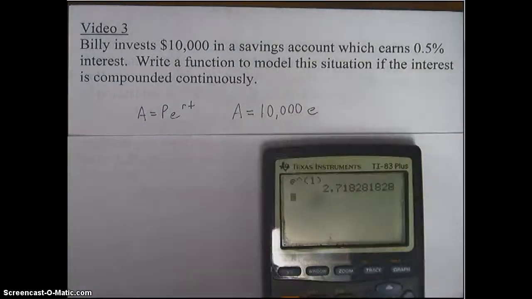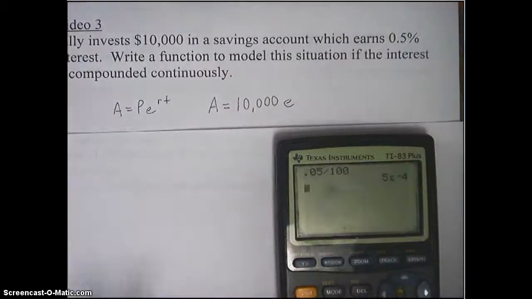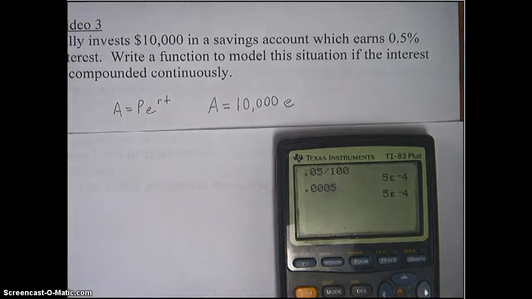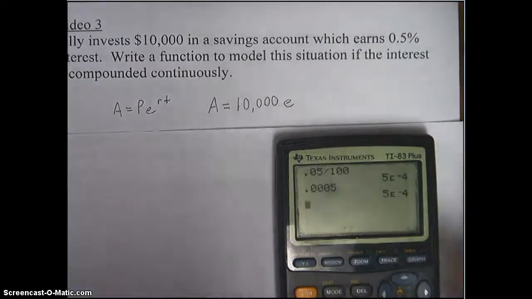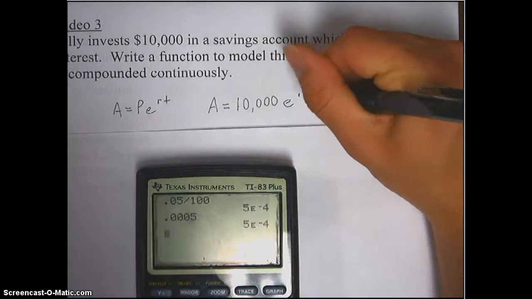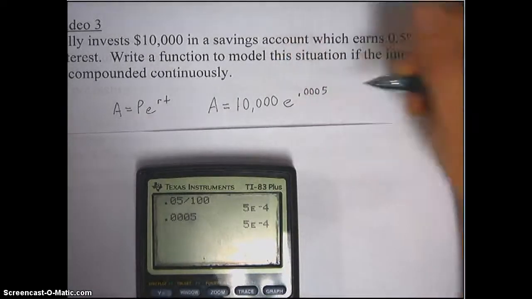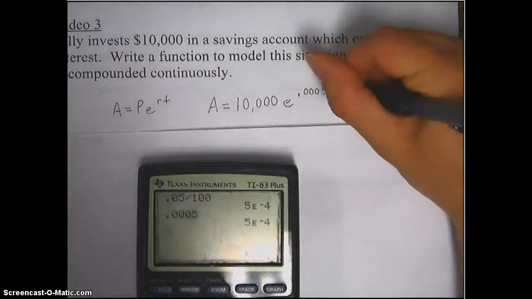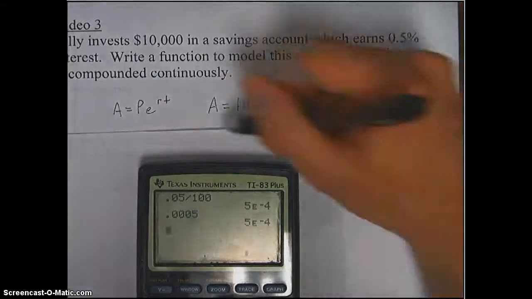And if you're not sure what that is off the top of your head, you can divide by 100 in the calculator. Maybe that 5e to the negative 4 is not very helpful, but just remember that's 0.0005. That's a 5 with 3 zeros in front of it. So that's what I'm going to type as the rate here, 0.0005. And we don't know how many years, so we're just going to keep a t right there. And that's how you would write the formula.